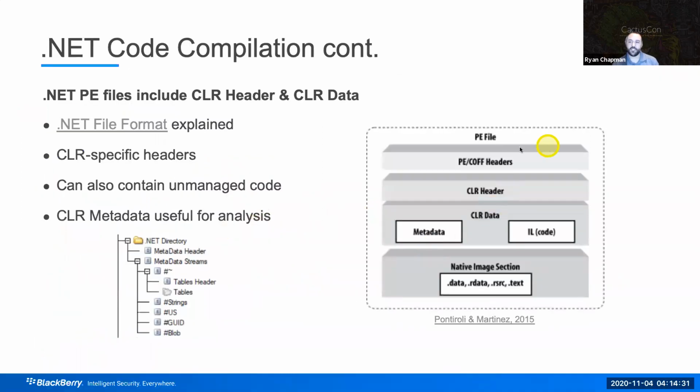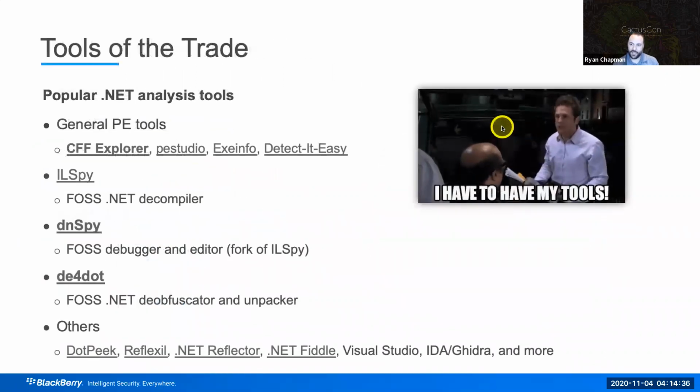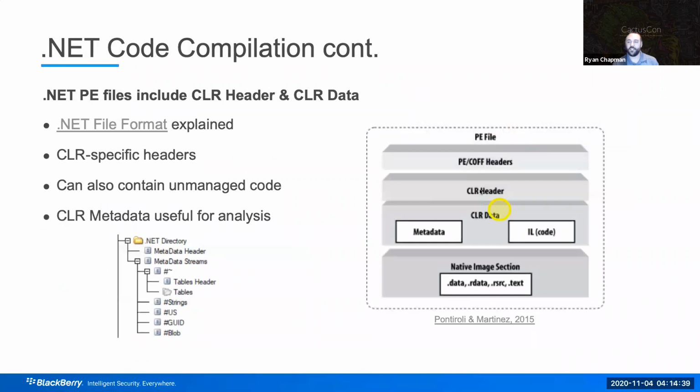But for us, when we look at the PE files, you're going to have your PE files. You're going to have your COFF headers like normal, but then you're going to have a CLR header, and you're also going to have CLR data. And inside that CLR data, which the runtime environment can utilize, is all your metadata and then the actual IL itself, which will be further compiled into machine code at runtime. So all of this is basically a really fancy way of saying that the CLR is really who runs the show when it comes to .NET.